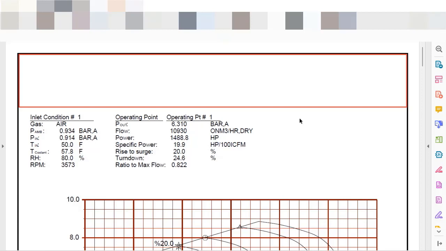Here on the screen, you can see an example of a data sheet of a centrifugal compressor. The interface or the layout of each data sheet will depend on the supplier. In this case, we have the inlet conditions and also the operating point. The inlet conditions are informed by the chemical process engineer in the process data sheet of the equipment.